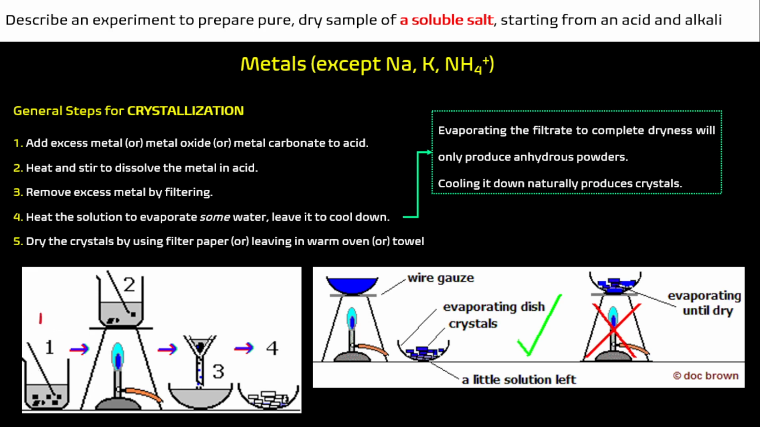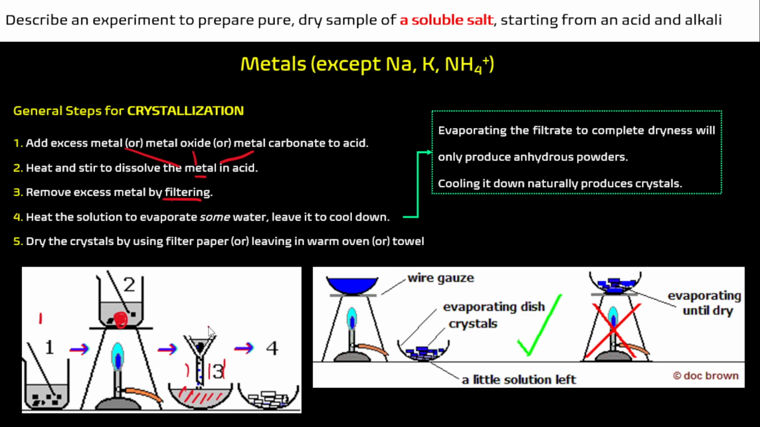Afterwards, you will heat and stir it to dissolve the metal. This could be metal, metal oxide, or metal carbonate in the acid. Now you're trying to dissolve this, but you will notice that you will have some undissolved excess metal. So you're going to remove this excess metal by a simple filtering method. Afterwards, whatever solution you are left with, you will heat to evaporate some of the water and then leave it to cool down.